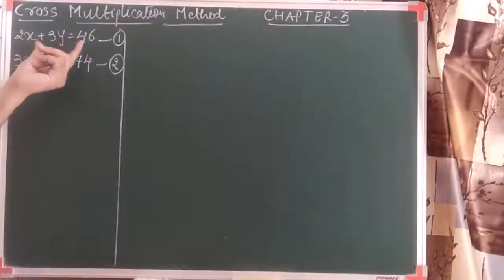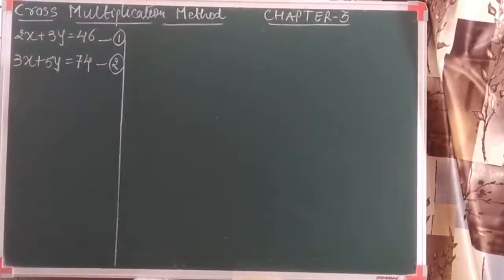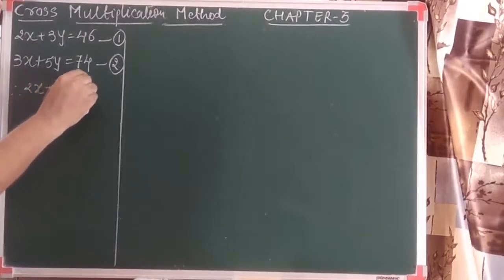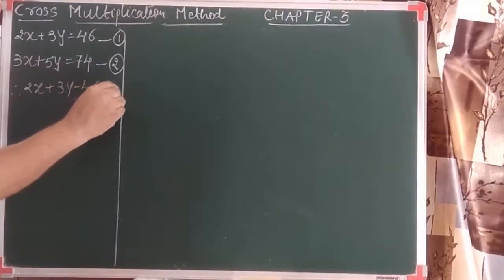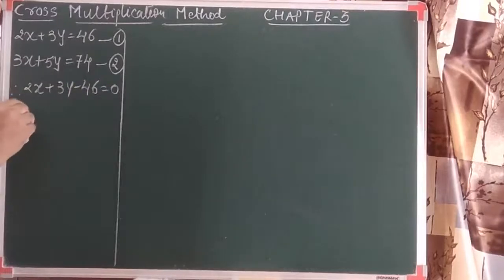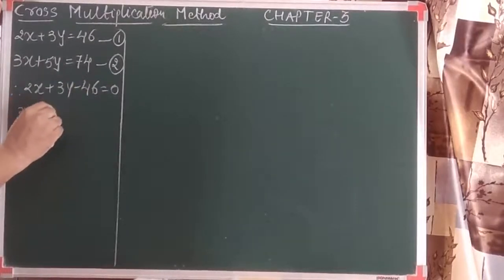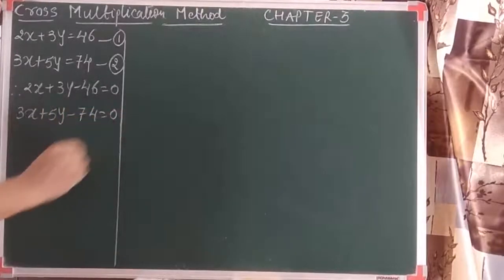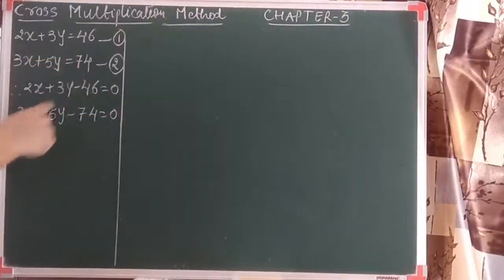Whenever we use this method, the first condition is that we should always convert the linear equations into the standard form. So what is the standard form? We require all the terms on the left hand side. That is 2x plus 3y minus 46 equals 0, and the second equation is 3x plus 5y minus 74 equals 0. What I have done here is taken all the terms on the same side, so it is in the standard form.